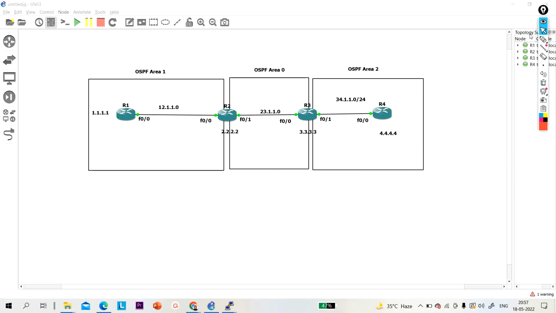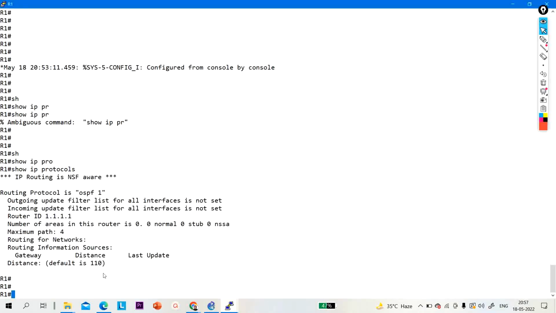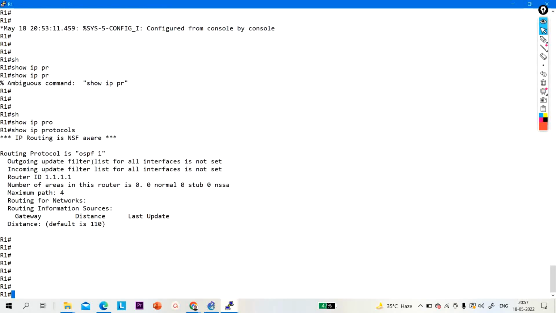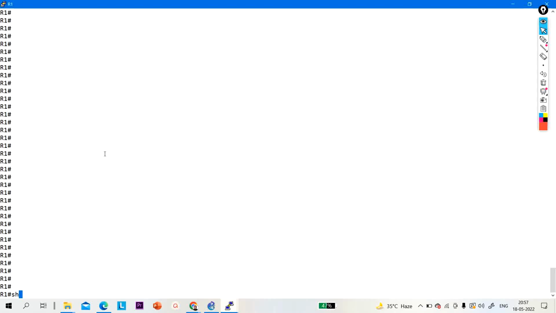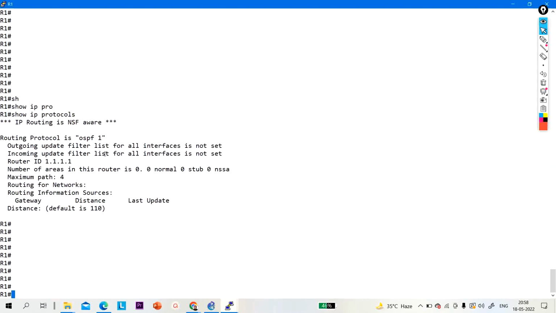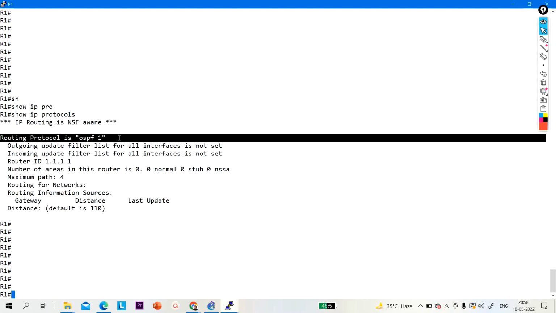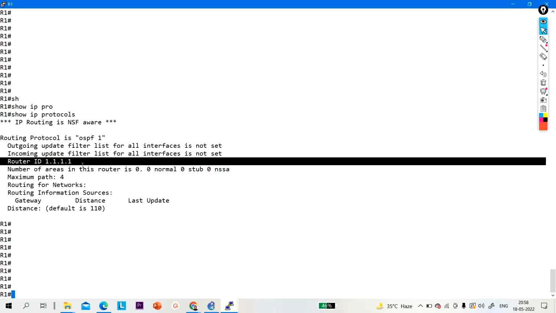Okay, now here I am on R1. I have already configured the IP addresses. See, which routing protocol am I running? How to verify which routing protocols I am running on the router? The command is show ip protocols. This command will show you which routing protocols you are running on the router. So which routing protocol am I running? The routing protocol is OSPF 1. And what is my router ID? 1.1.1.1. Why is the router ID 1.1.1.1?